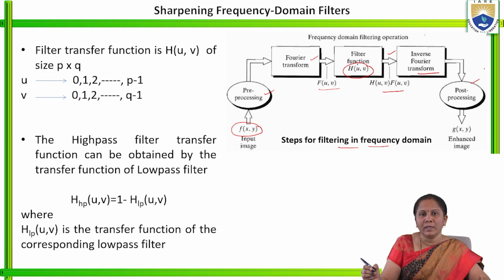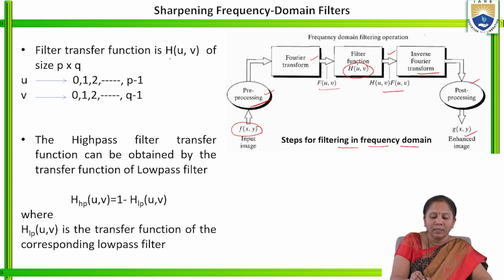Next, we need to apply post processing, because pre-processing is done. After that, the image we get will be in the original form, which we can call the enhanced image. So considering this entire process, as we are talking about sharpening frequency domain filters, this is the filter part where we have to concentrate.